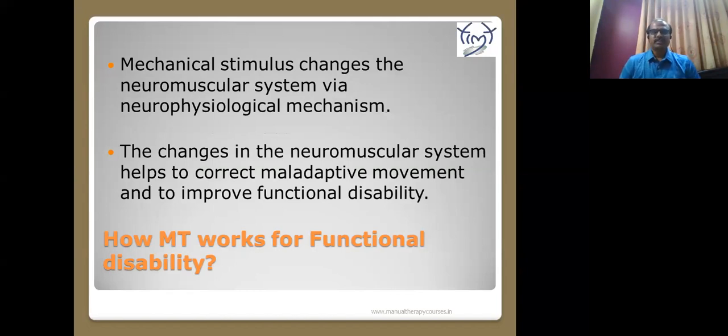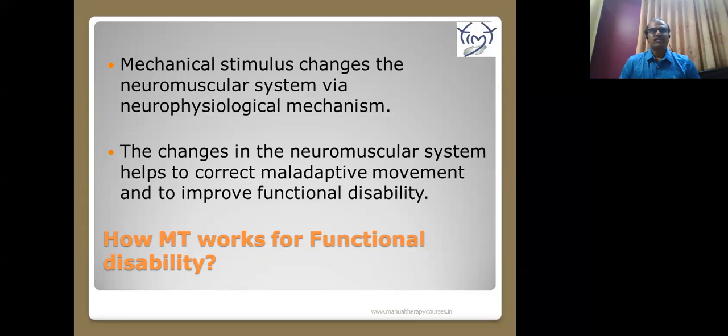So when the neuromuscular system has to be worked or activated, the mechanical stimulus will change the neuromuscular system. When the neuromuscular system activates the neurophysiological mechanisms, this mechanism is going to correct maladaptive movement and improve functional disability.